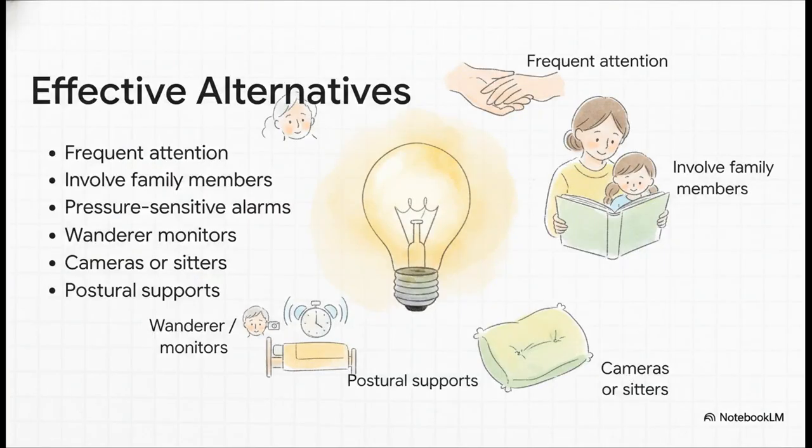So what do these alternatives actually look like? Well, sometimes it's as simple as giving someone frequent attention or just some gentle reassurance. It can mean getting family members involved. Their familiar faces can be incredibly comforting and reduce a patient's anxiety. We can also use things like postural supports. Think of special pillows or bolsters that help with positioning without actually restricting movement.